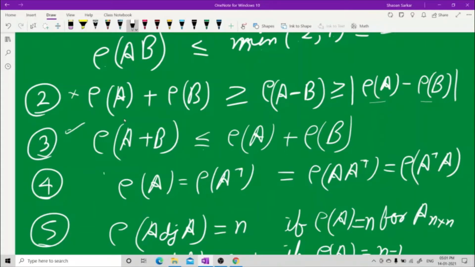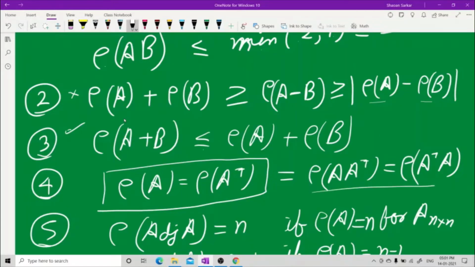What is important for your syllabus is this concept: rank of A is equal to rank of A transpose. This is for the sake of completeness, not required as per your syllabus, but still I'm doing it. Rank of A transpose is equal to rank of A transpose A.